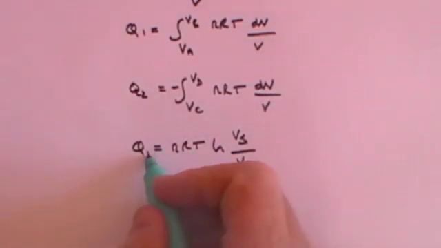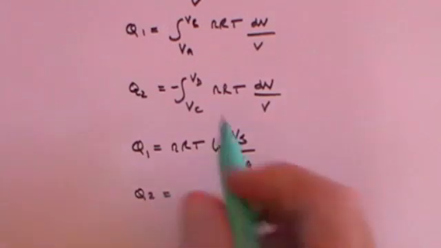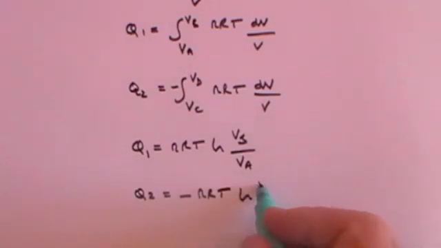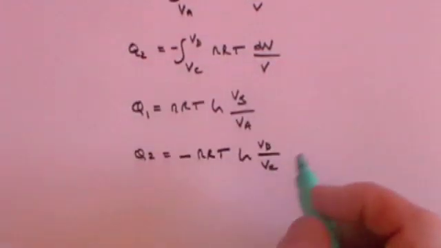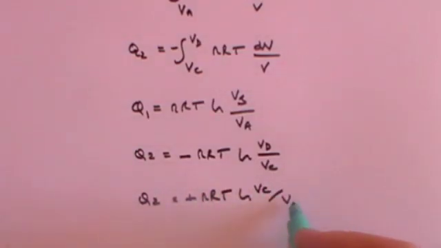Sorry, that should be Q1. And Q2 is going to be equal to minus nRT times the log of Vd over Vc. But as I've already said, minus log Vd over Vc is plus log Vc over Vd. So Q2 is equal to plus nRT log Vc over Vd.